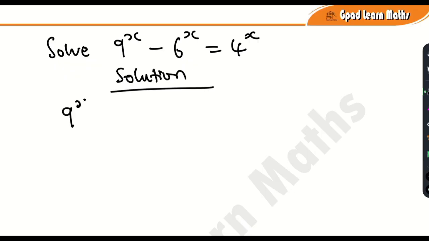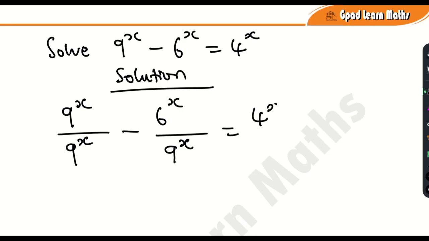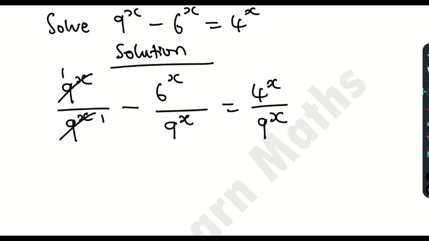So we have 9 raised to the power of x over 9 raised to the power of x, minus 6 raised to the power of x over the same 9 raised to the power of x, as I said before, is equal to 4 raised to the power of x over 9 raised to the power of x. 9 raised to the power of x divided by 9 raised to the power of x is 1. So I can write 1 minus 6 over 9, all raised to the power of x.